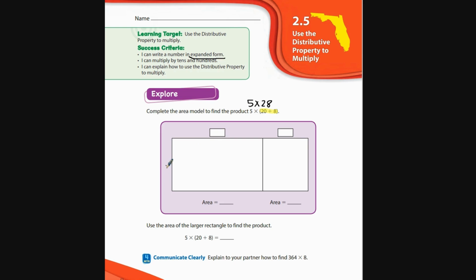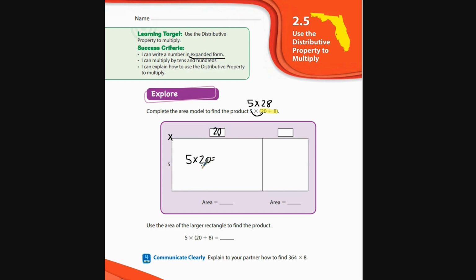We keep the 5 on the side. Now we're going to work 5 times what? Remember, this is what we're timing. We're timing this outside number for the first number, and then same number times the second number. Like this. The first step is to multiply 5 times the first number. The first number is 20. So let's do 5 times 20 first. 5 times 20, we're going to write it here.